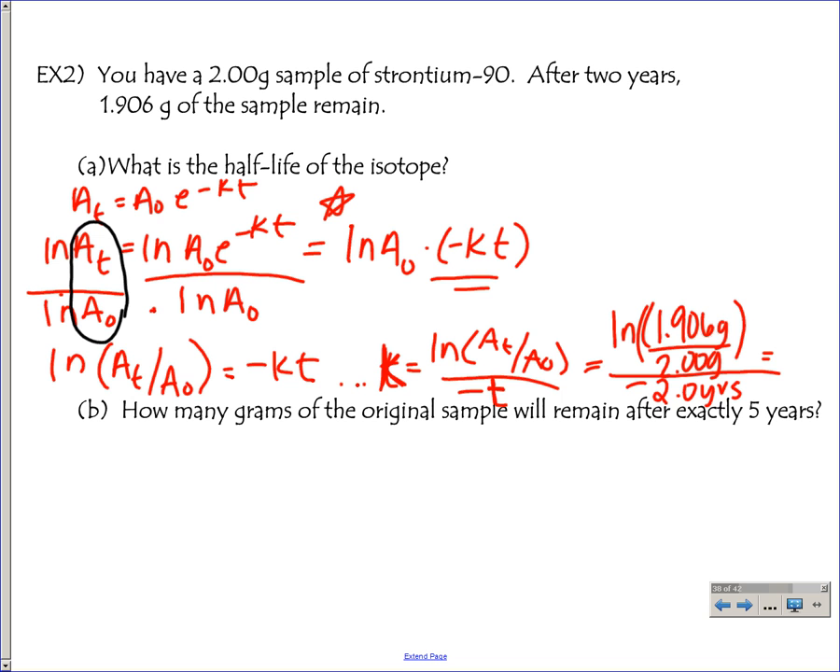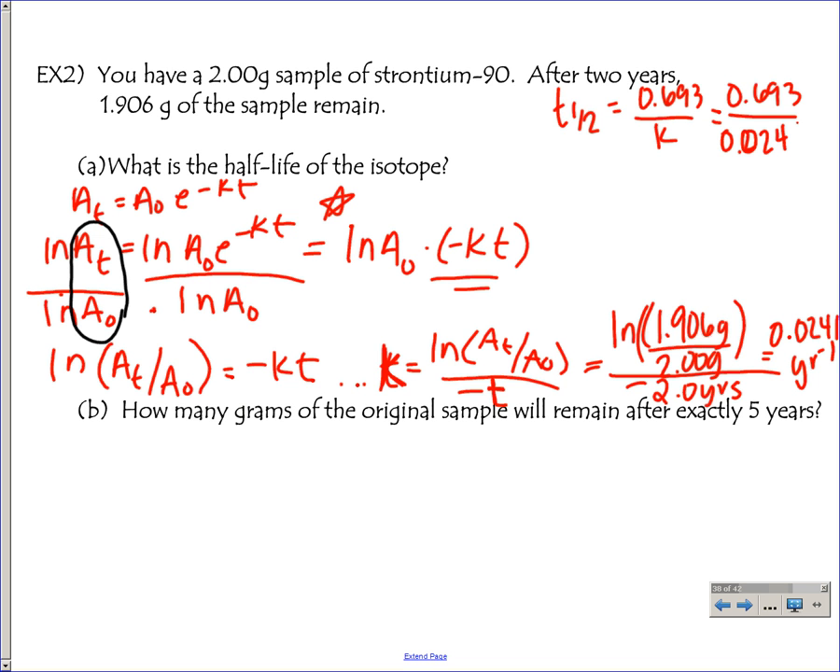This right here is just going to be the k value that I need, which is 0.0241 years to the negative 1. So that k value, I'm now going to plug into t 1/2 equals 0.693 over k. Plugging that in, I'm actually going to get my half-life in years now. So 0.693 divided by the number k is going to be 28.8 years.